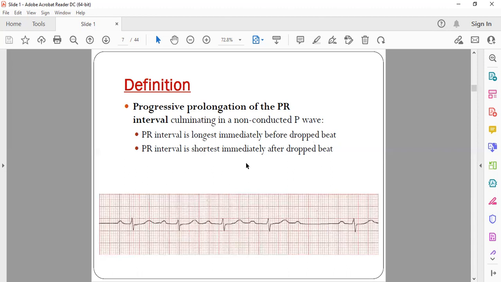So this is a characteristic feature of Mobitz type 1, that is progressive prolongation of the PR interval with each beat followed by a skip beat. And the other most important two things are that the PR interval is longest before the drop, and it is shortest after the drop. So here there is progressive prolongation. Just before the drop, this PR interval is the longest, and just after the drop, it is the shortest.